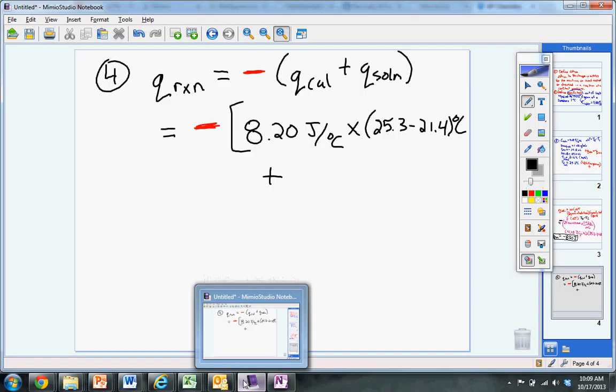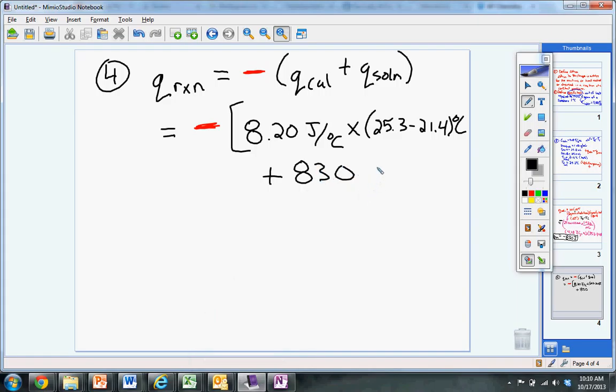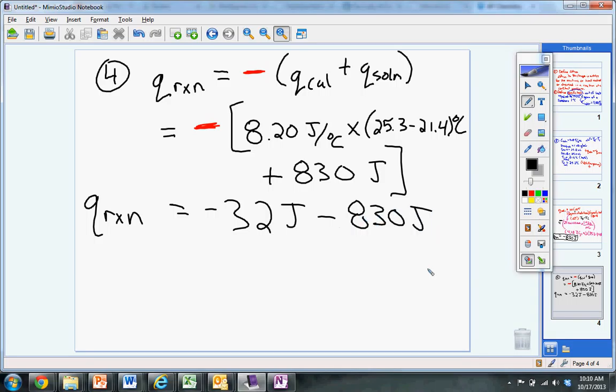It's not negative 830. What is the heat of the solution? 830 joules. All right. And we of course remember Q of the reaction equals negative, okay, go ahead and tell me what you get here. What would I have for this part right here? So negative 32 minus 830 equals, because I'm distributing this, right? Distributing that, and what do I get?